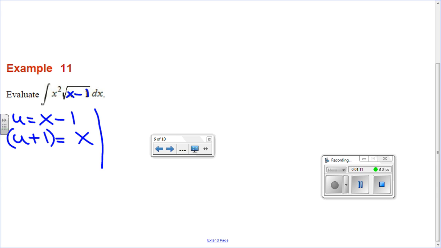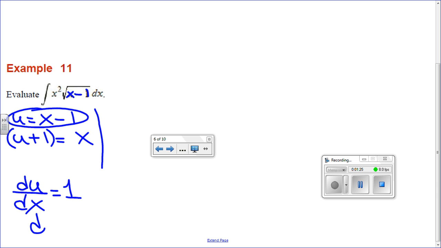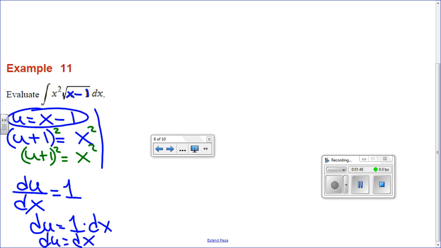So right here, let's go ahead and take du over dx. If we're still talking about this one here, it will just be 1, right? Or we could also use du equals 1 times dx. So we could just say that du is going to equal dx. Now, why did I add 1? Well, I did that so that I can square them both. And then I will have u plus 1 squared and then x squared here.